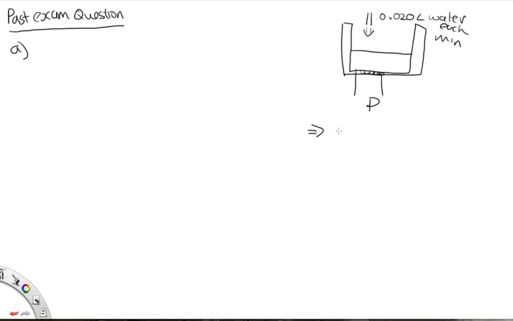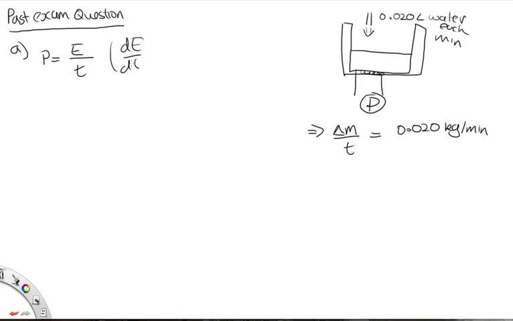So this implies that the rate that we're adding water at, the change in mass over time, is equal to 0.020 kilograms per minute. In this question, we're asked to find P, the power. So power is the energy required per unit time, dE/dt.